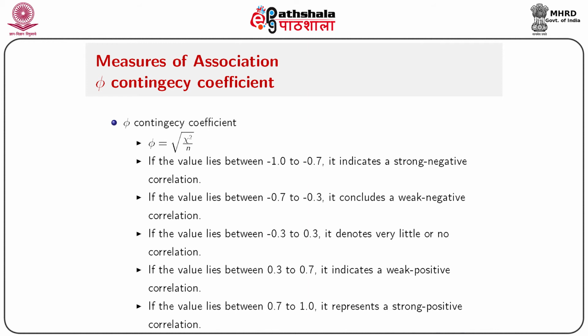If the value lies between -1 to -0.7, it indicates a strong negative correlation. If the value lies between -0.7 to -0.3, it concludes a weak negative correlation. If the value lies between -0.3 to +0.3, it denotes very little or no correlation. If the value lies between 0.3 to 0.7, it indicates a weak positive correlation. If the value lies between 0.7 to 1, it represents a strong positive correlation.